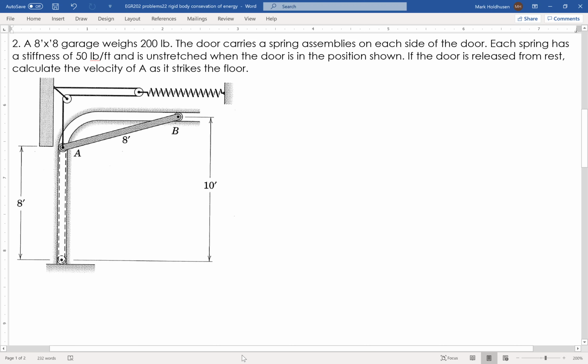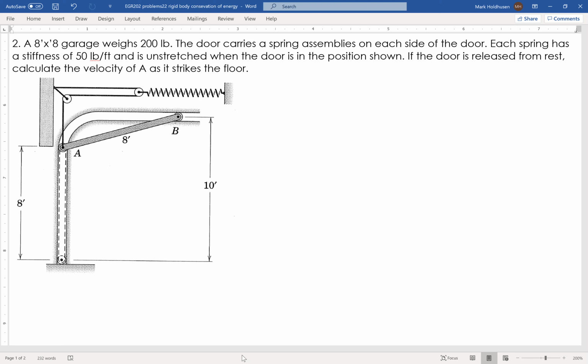Okay, so I've got a garage door, 200 pounds. Got springs on each side of the door as shown here. They've got a stiffness of 50 pounds per foot. It is unstretched when the door is in this position right here. Okay, I release it. I want to find the velocity when that thing hits the floor.